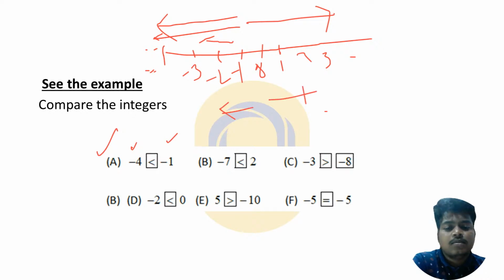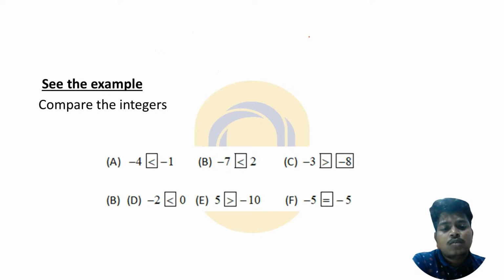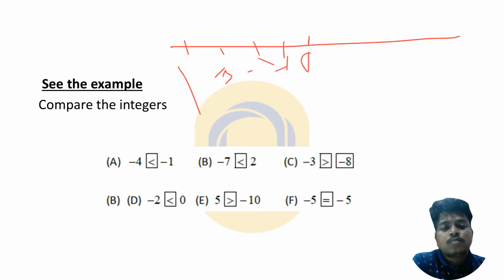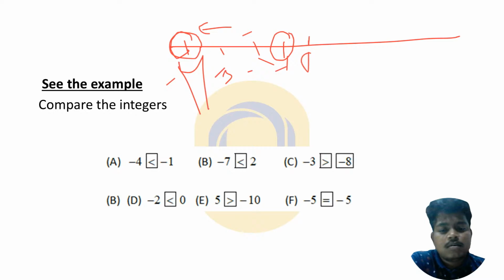We can see where -4 and -1 are. If I draw the number line, this is a number line, this is 0. We go left side, -1, -2, -3 and -4. Here -4 comes extreme left and -1 comes to its right. -1 is right to -4 and -4 is left to -1. So we can say that the left side number is always smaller and the right side number is always bigger, that is bigger number or greater number. So we can say that -4 is less than -1.